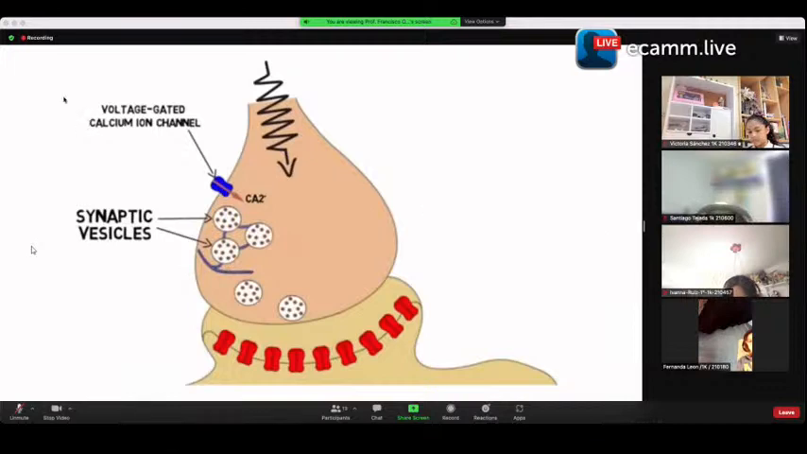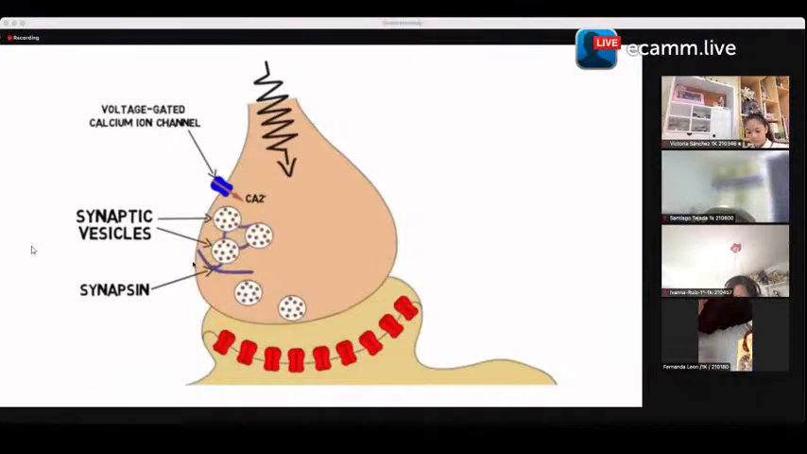Calcium seems to be involved with mobilizing vesicles to prepare them for neurotransmitter release. One way this occurs is through an interaction between calcium and a protein called synapsin, which attaches vesicles to the cytoskeleton of the cell. Calcium activates an enzyme that causes synapsin to separate from the vesicles, mobilizing them for release.